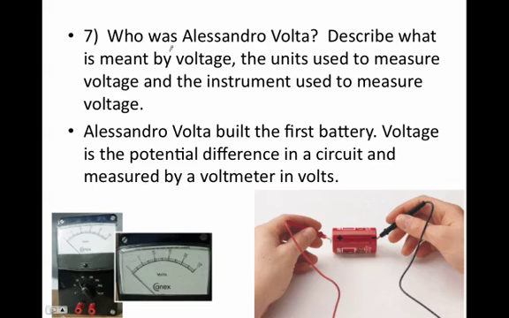Who's Alessandro Volta? And describe what is meant by voltage. Volta built the first battery, and voltage is the potential difference in a circuit, and it's measured by a voltmeter. And this guy's showing you, you always hook a voltmeter up in parallel, which means it can be on its own and you can just touch these two rods anywhere along the circuit. So we call that hooked up in parallel.